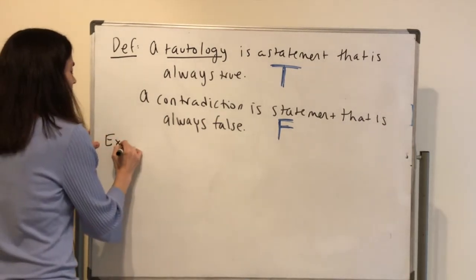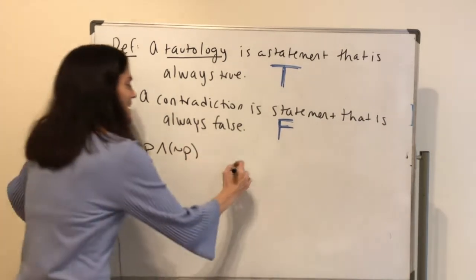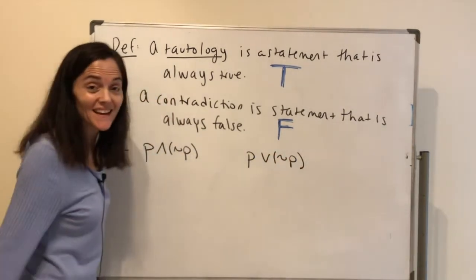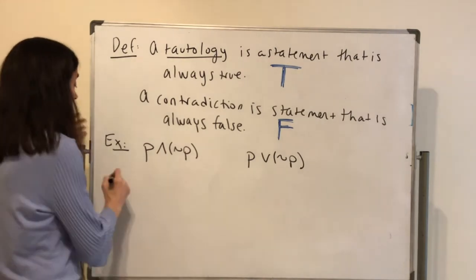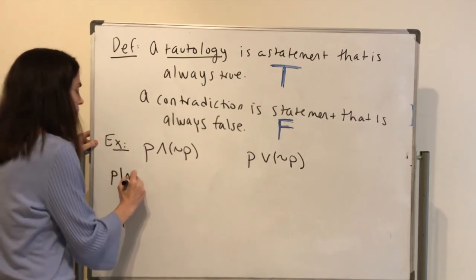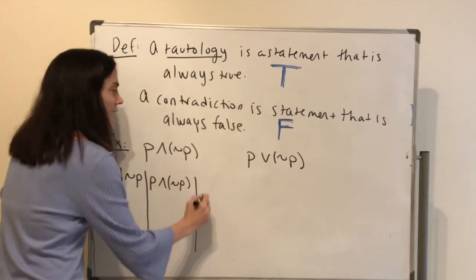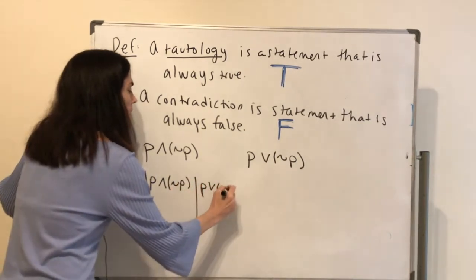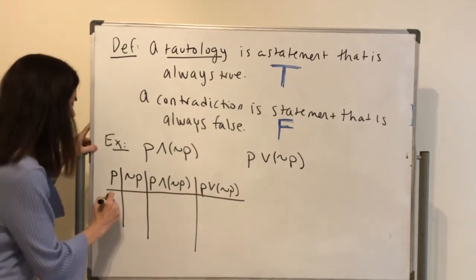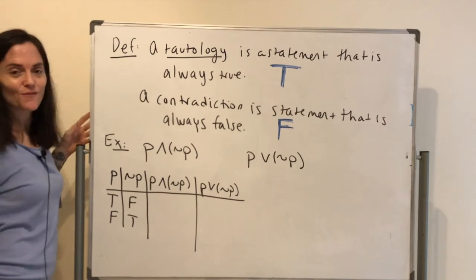Well, let's take P and not P. Similarly, let's take P or not P. And one of these will be a contradiction, one of these will be a tautology. And how can we figure this out? Well, truth table, of course. So let's take P, not P, and then we have P and, not P. We have P or, not P, okay. Well, this only has one input variable, so we only have 2 rows in our truth table. It's T and F, and we switch the truth value for not P.